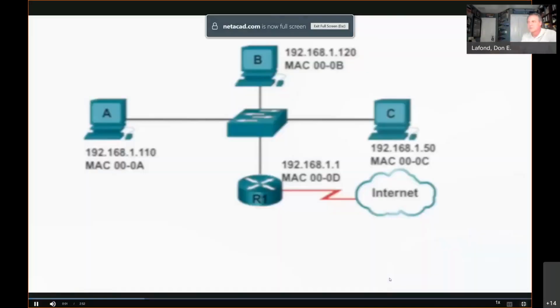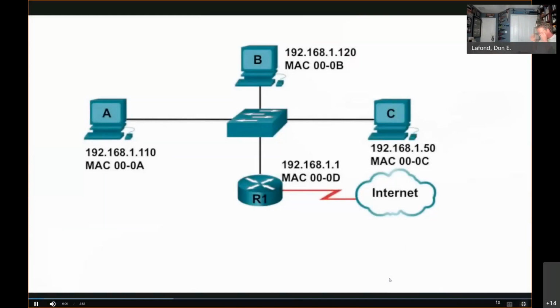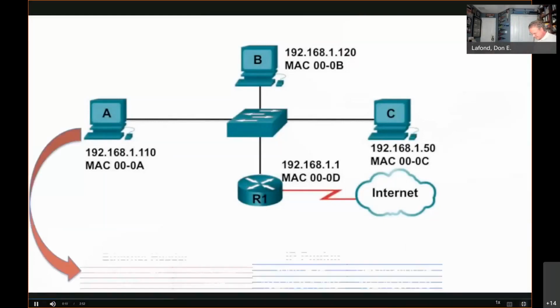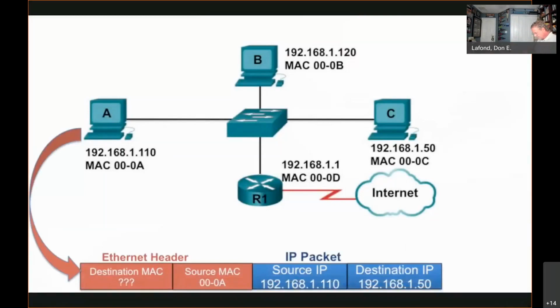In this video, we're going to see PC-A send an ARP request for the MAC address of PC-C. PC-A has an IP packet with the source IP address of itself, 192.168.1.110, and the destination IP address of PC-C at 192.168.1.50. So it needs to know what the destination MAC address will be.